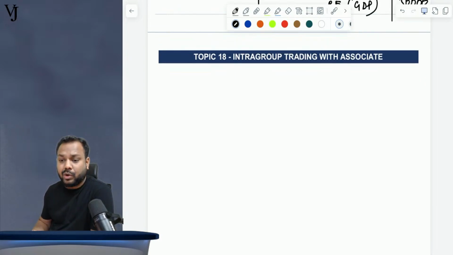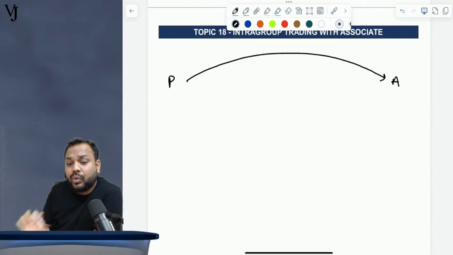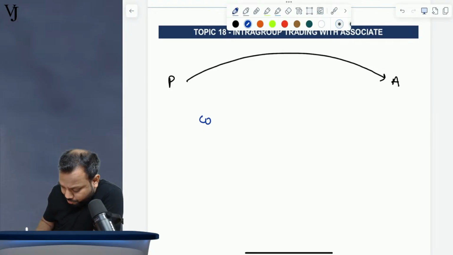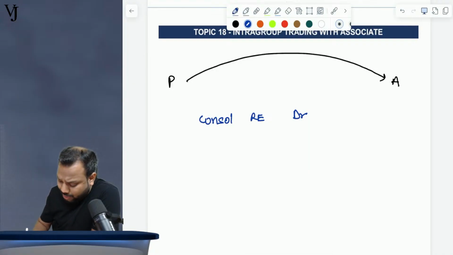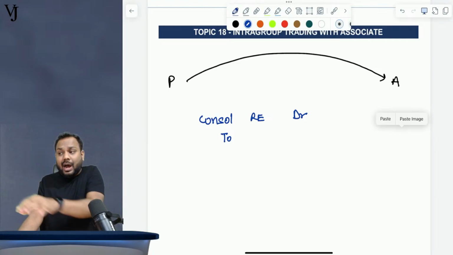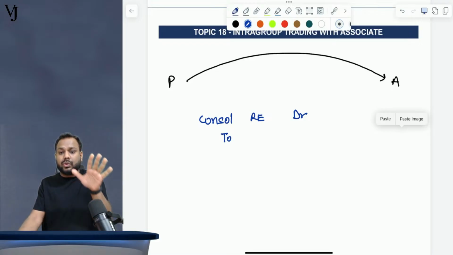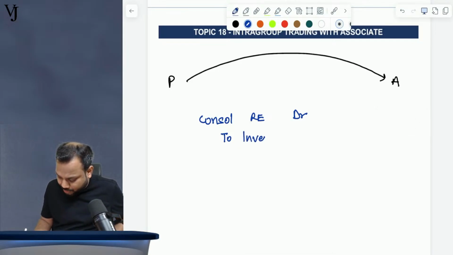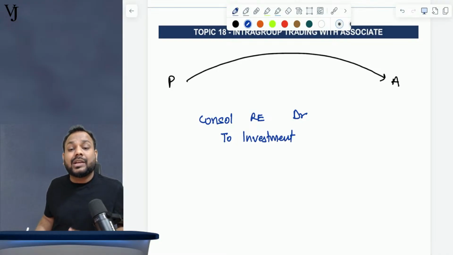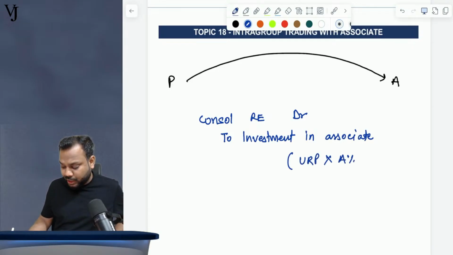Intra-group trading with associate. Now, how do we account for intra-group trading with associate? So let's suppose when parent sells the goods to associate, tell me who has earned the profit? Parent. So we will reduce what? Consol RE. Account debit, we'll reduce consol RE. Now tell me who has the inventory? Associate. Are we recording the inventory of associate in the consol SOFP? No, my dear friends. No. Then what shall we reduce? We'll reduce investment in associate, because investment in associate reflects the net assets of associate. So we should reduce net investment in associate. By what amount? URP that we compute multiplied by the associate holding percentage.